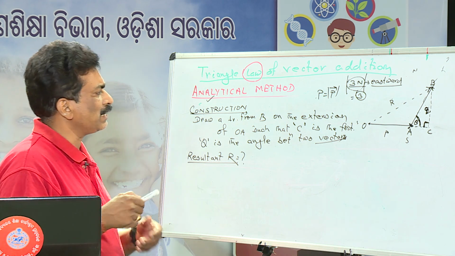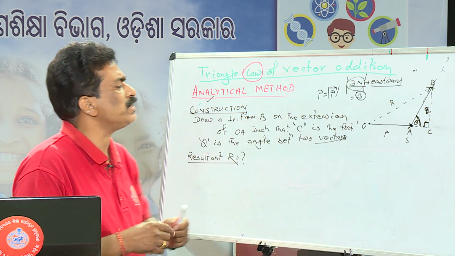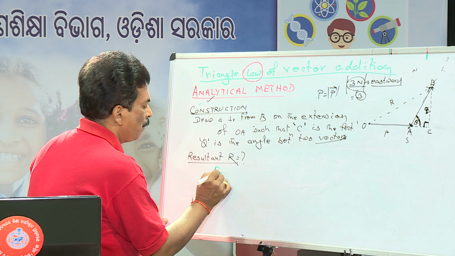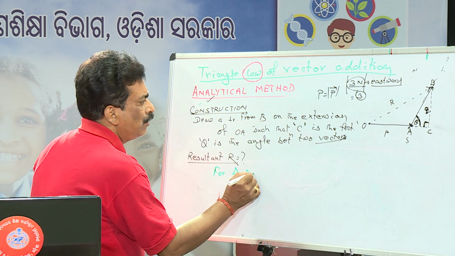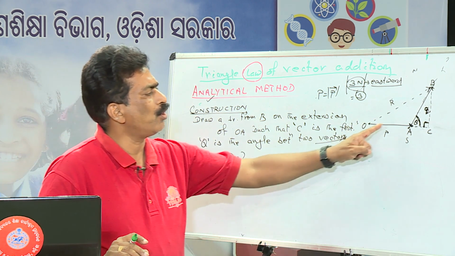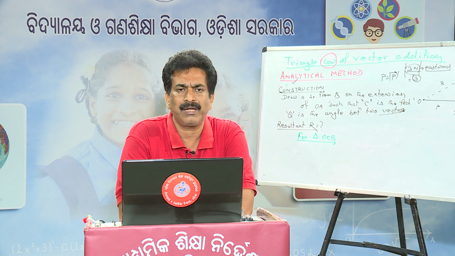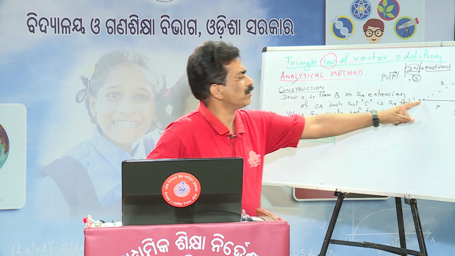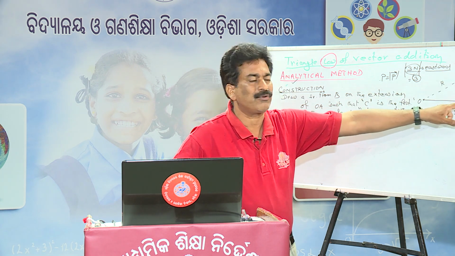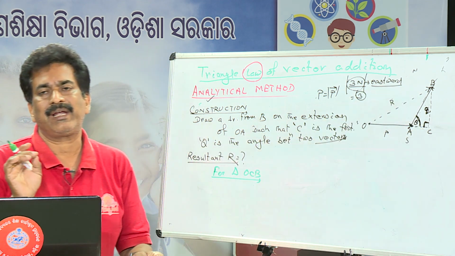To calculate that resultant, let us go for triangle OCB. For triangle OCB, you see OCB. What type of triangle is OCB? It is a right angle triangle. C is the foot of the perpendicular I have written. So this is 90 degrees, which means OCB is a right angle triangle.